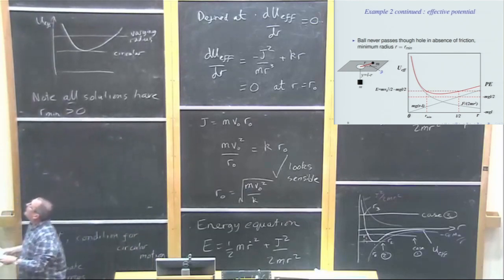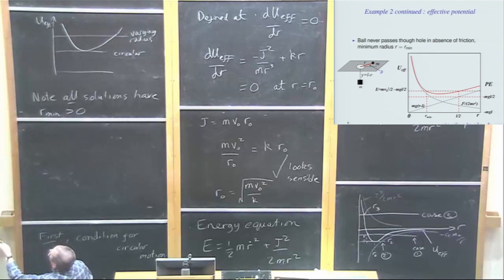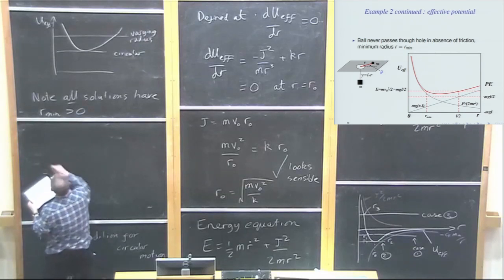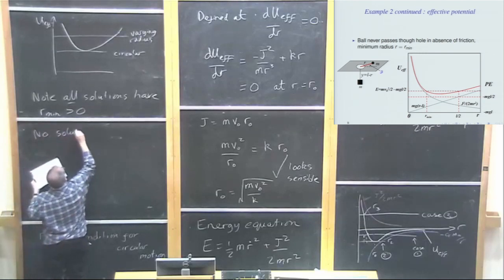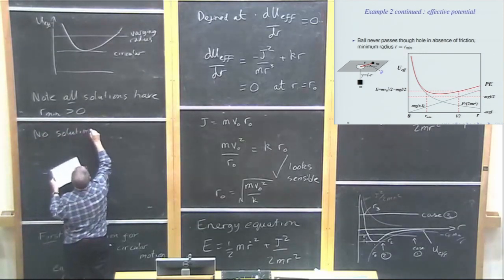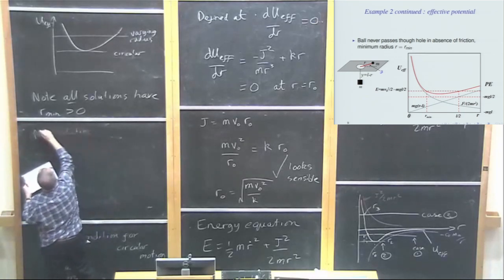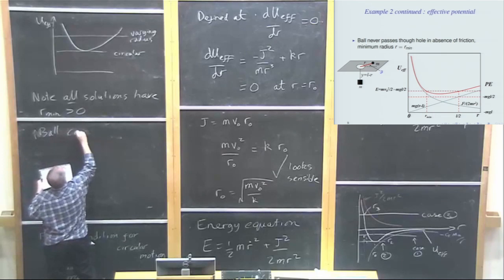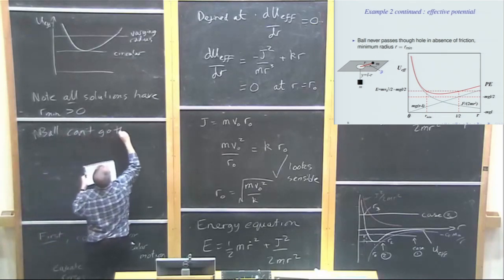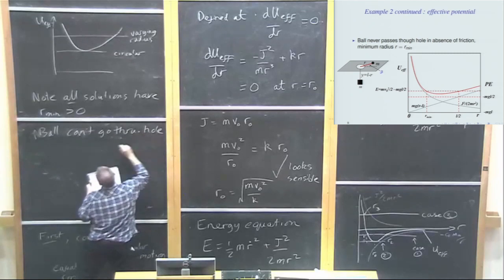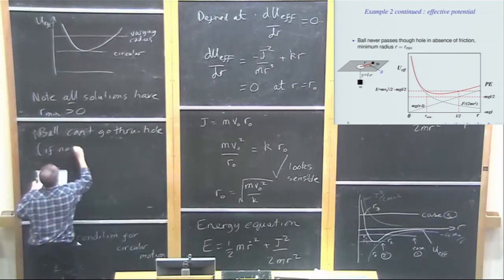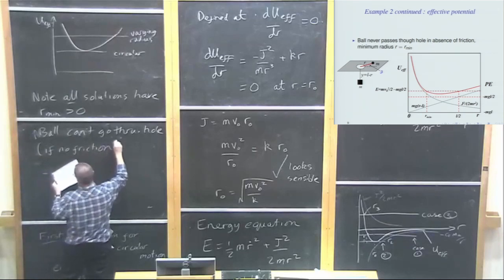So what does this tell us? This tells us that the ball cannot go through the hole, right? So this is interesting, maybe non-intuitive, but the ball cannot go through the hole. And why is that? That's because angular momentum needs to be conserved. So there's no solutions. Ball can't go through hole. But this is if there's no friction. And this is a consequence of angular momentum being conserved.